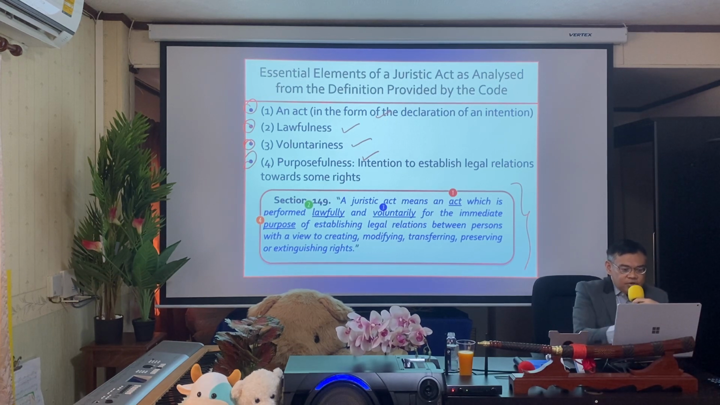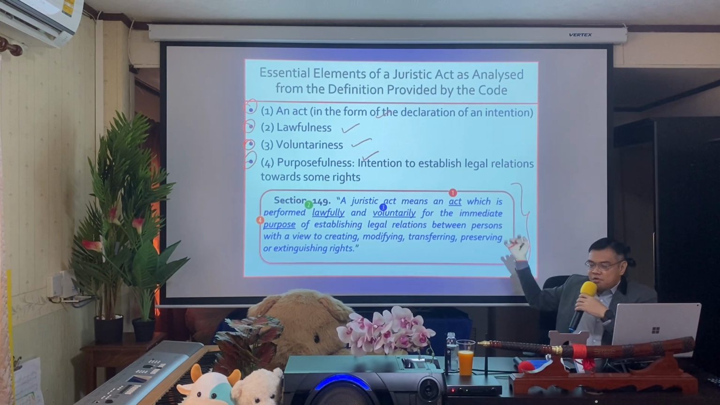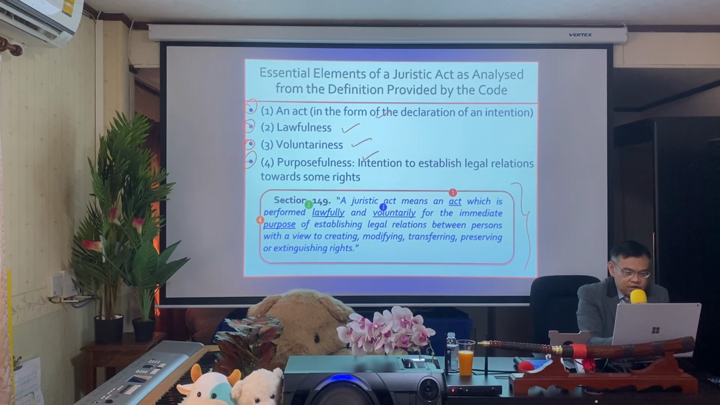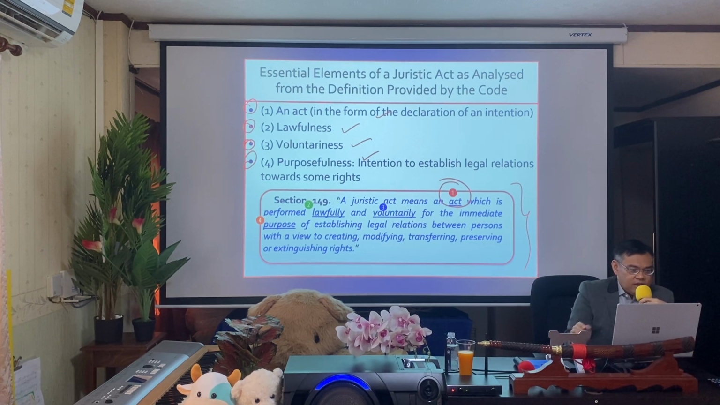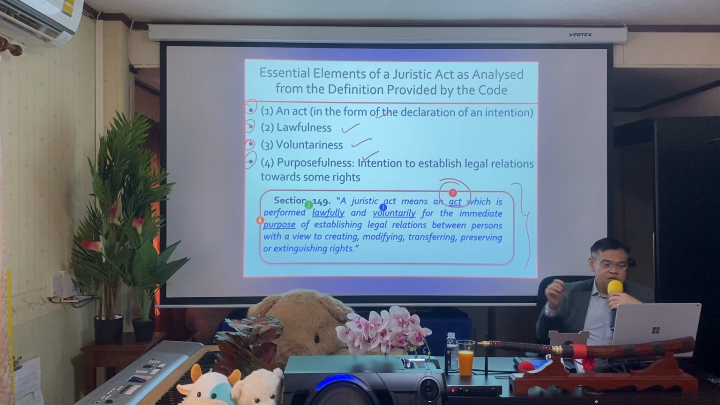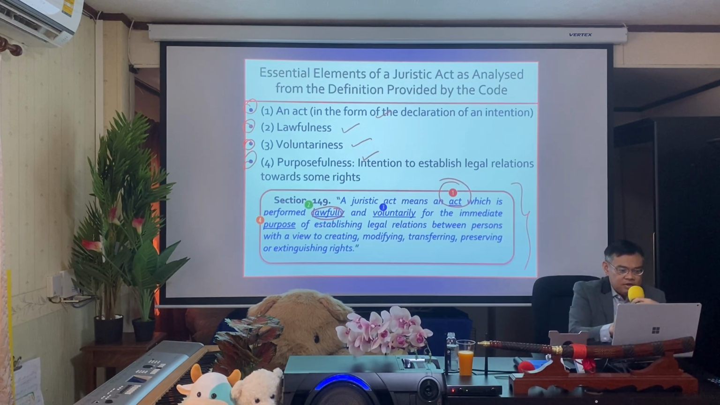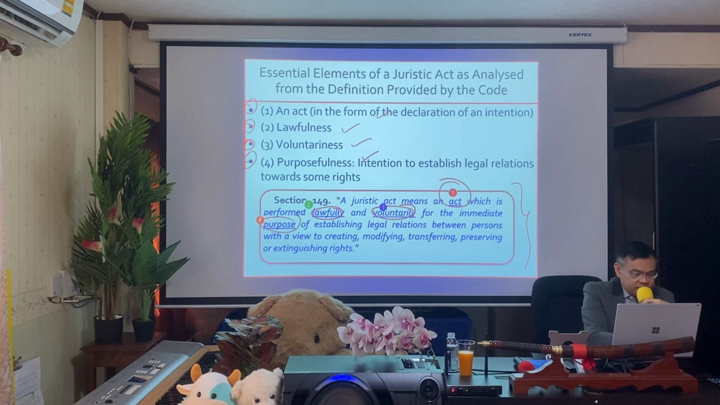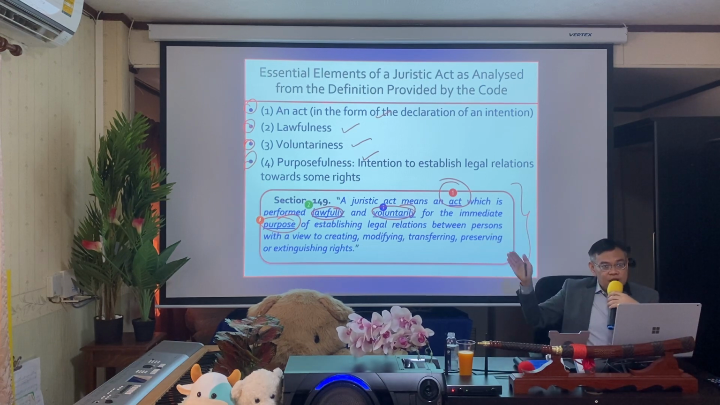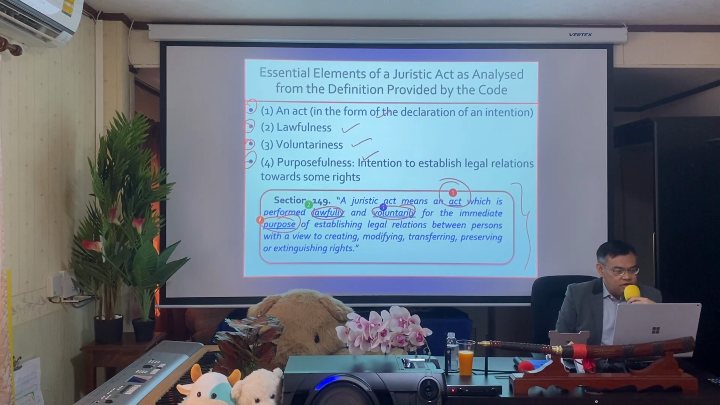If you look at the definition in 149 again, the first one is here: you can see the word act in Section 149. The second element is seen in the word lawfully. The third one, the element regarding voluntariness, you can see in the word voluntarily. And the final one, purposefulness, you can see in the word purpose. So these are the crucial elements of a Juristic Act according to Section 149.